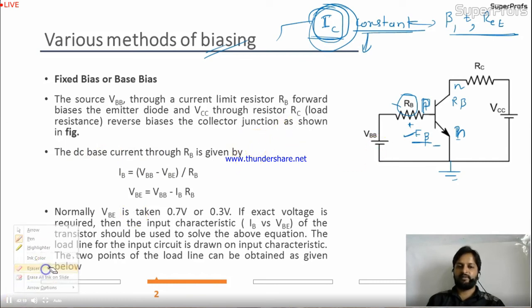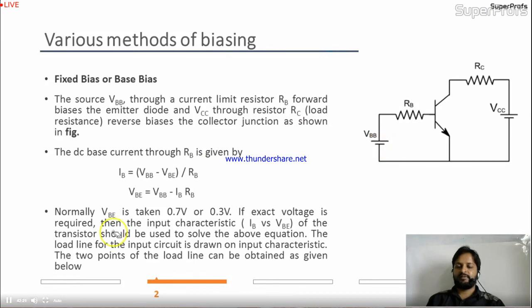Let me erase some part, then we'll discuss this. Let me take the pen over here. So this is IB. Is it okay? Can you calculate IB for me? Yes, you can calculate easily. You will start with this. So your IB will be VBB minus VBE. Definitely we will have VBE over here, the voltage drop. So this minus this divided by RB is nothing but your IB. I hope it's clear to you. So from this equation, VBE is equal to VBB minus IBRB.